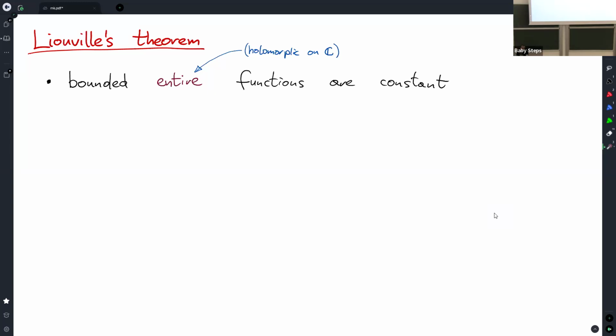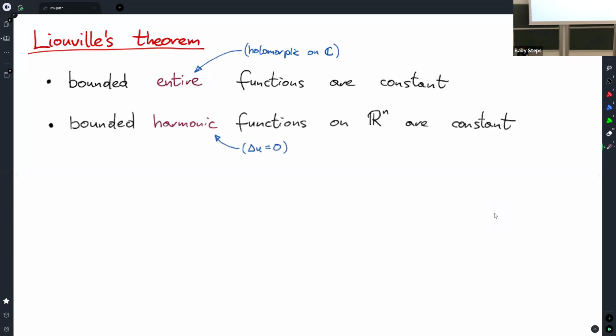Now, the real and imaginary part of a holomorphic function is a harmonic function, meaning that it satisfies the Laplace equation, the Laplacian of that function is equal to 0. And it turns out that if you assume that just the real part of your entire function is bounded, then it also implies that the function is constant. In other words, if you have a bounded harmonic function on the complex plane, it is necessarily constant.